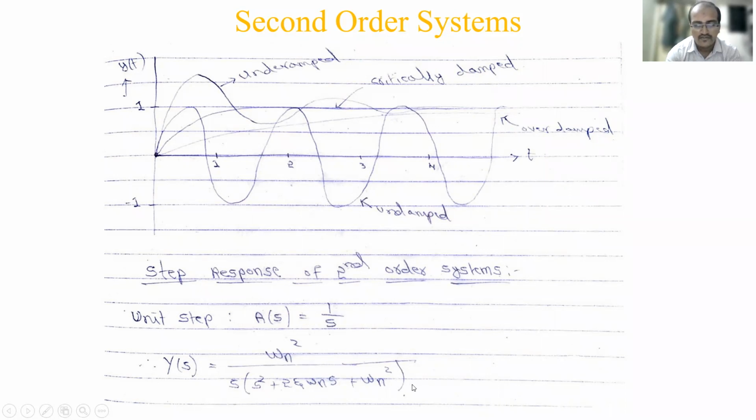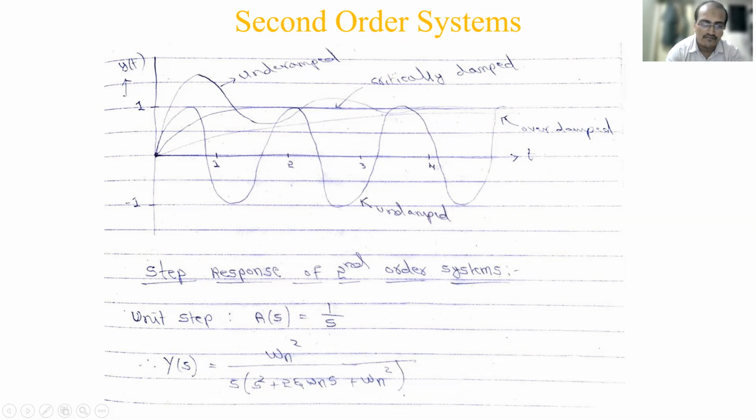Using this, you have to apply the zeta values: 0, 0 to 1, 1, greater than 1, and we have done the analysis. When zeta equals 0, this term will vanish, and what is there is s square plus omega n square. Accordingly you do the analysis. Then zeta greater than 0 and less than 1, for that I have done another type of analysis. When zeta is equal to 1, it will come as s plus omega n whole square. That also we have seen.